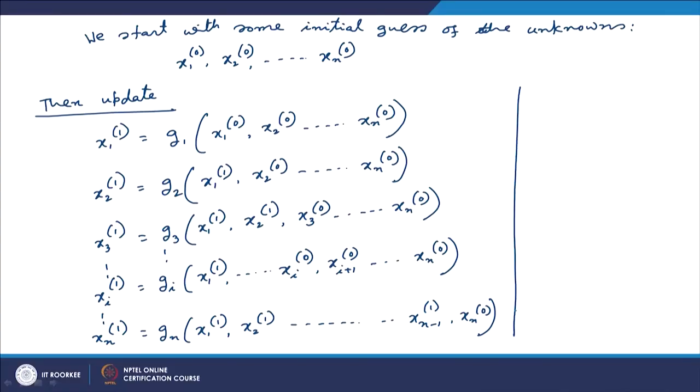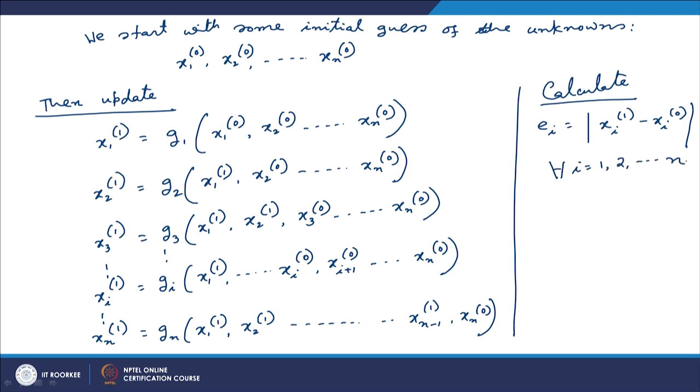After we do this updation once, then we calculate the error Ei as the magnitude of xi 1 minus xi 0, for all i equal to 1 to n. So then therefore you would be getting n values of error Ei, and because we are taking the magnitude, whether this value is more than this or less than this, this value Ei would always be a positive quantity.